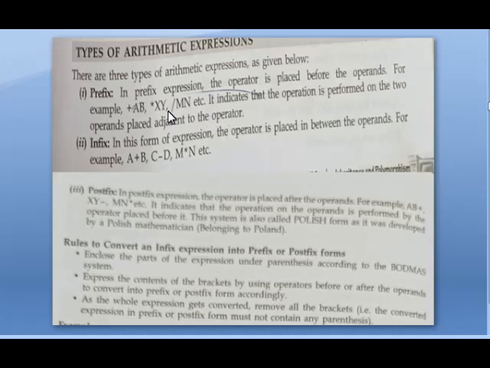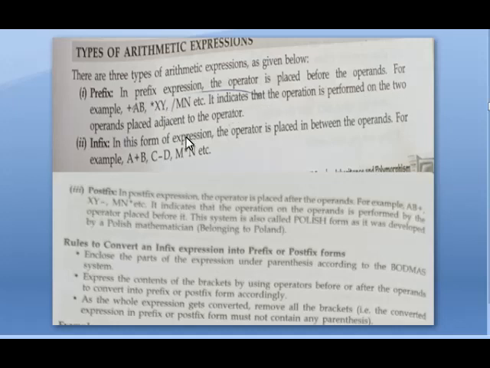Then the types of arithmetic expressions. There are 3 types of arithmetic expressions, that is prefix, infix and postfix. Prefix means in a prefix expression the operator is placed before the operands, for example plus AB into X. So first the operator, then the operands. It indicates the operation is performed on 2 operands placed adjacent to the operator.